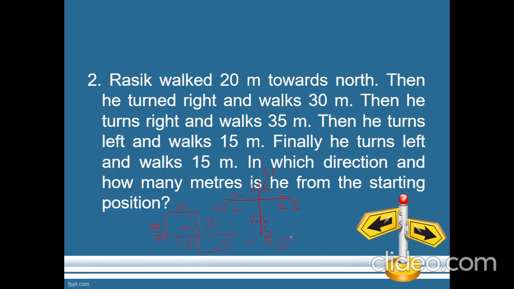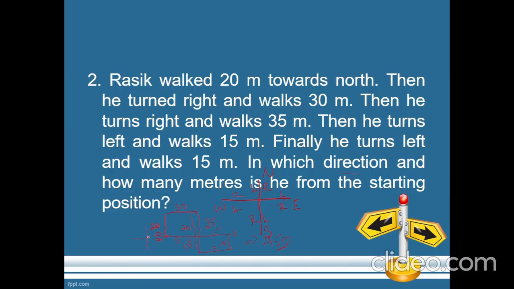They are asking in which direction. They are asking the direction also, not only the distance. We found out how many meters he is from the starting point. From the starting point to ending point he traveled 45 meter. That is the shortest distance, 45 meter. In which direction is he facing from the starting position? From the starting position only they are asking the direction.